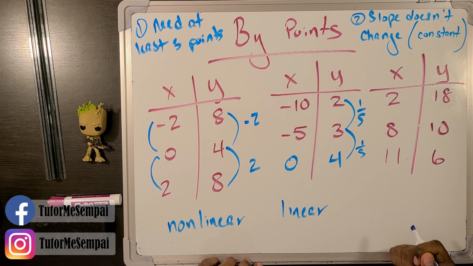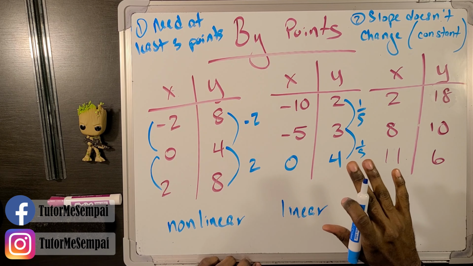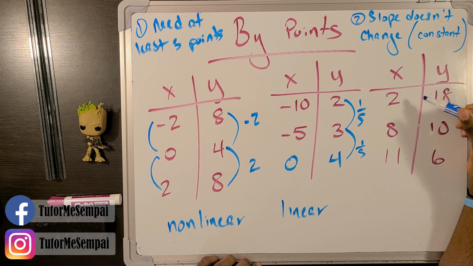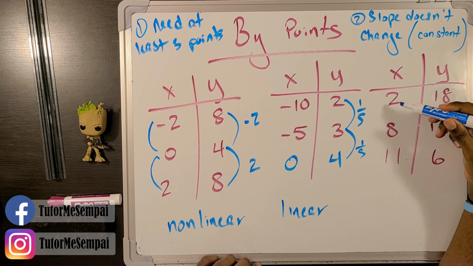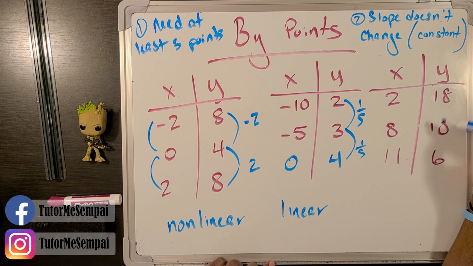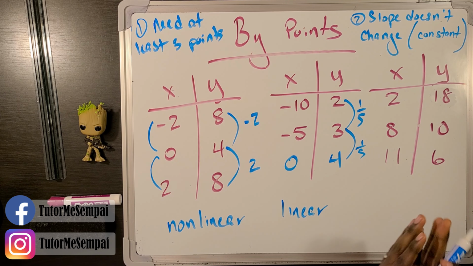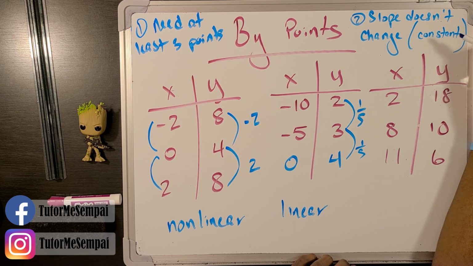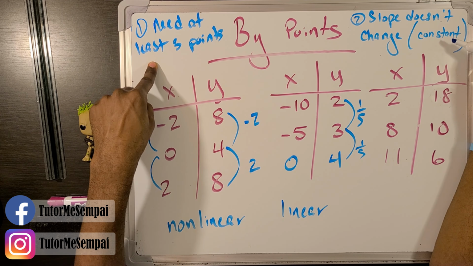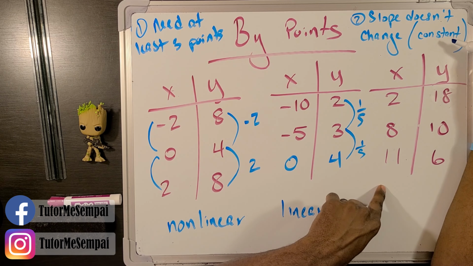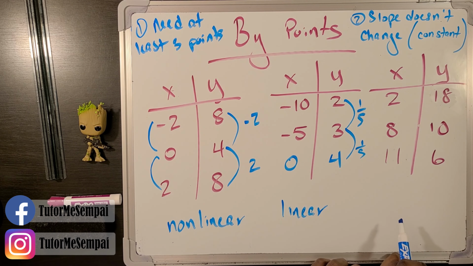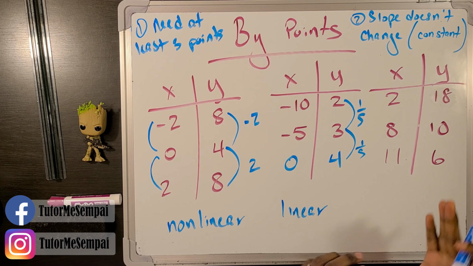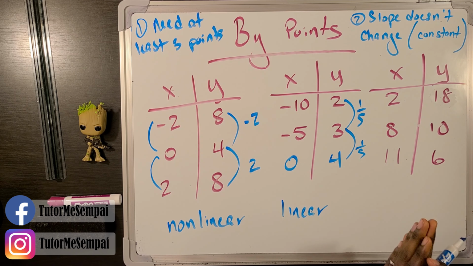How about our last one? Now, this last one is potentially a little tricky because we don't necessarily have constant numbers here. This is kind of all over the place. So you might think just by looking at this that this is not a linear function. But remember, these are going to be our two things. We have to have at least 3 points, which we do, and the slope has to be constant. Don't write it off until you figure out whether the slopes are going to be constant.